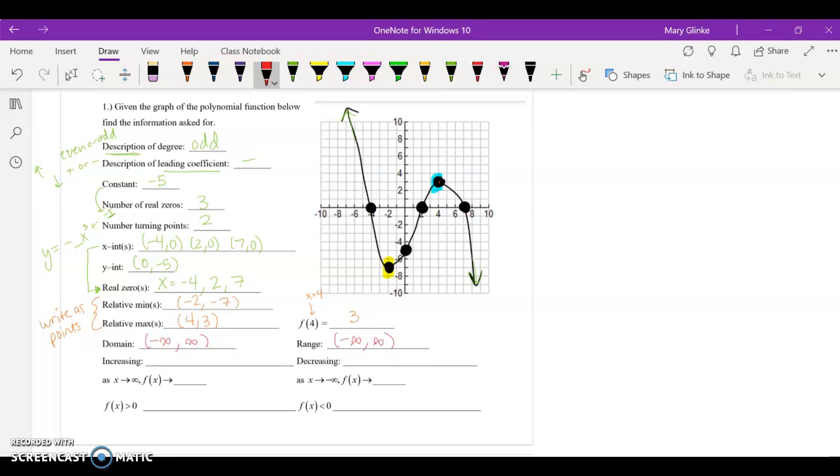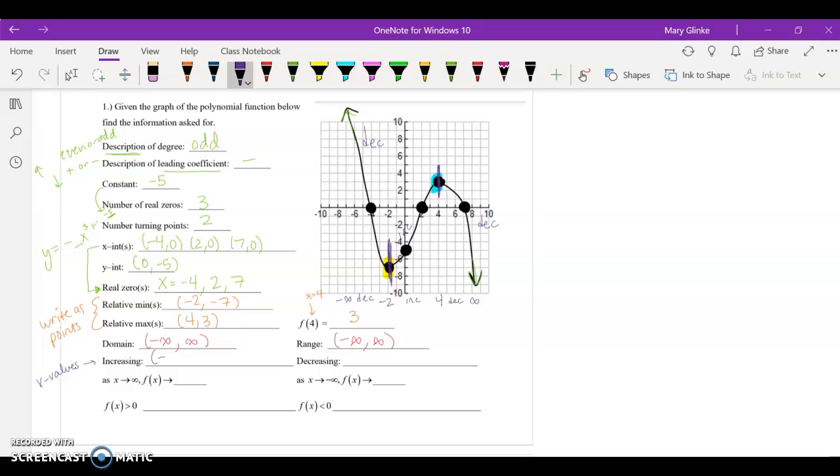So for your increasing and decreasing, this is going to be your x values only. You're looking for where your graph is going up and where your graph is going down. So this first chunk here is going to start decreasing until we get here. Then we're going to be increasing until we get here, and then we're going to be decreasing again. So this x value is at -2, this x value is at 4. On the left is -infinity, and on the right is +infinity.